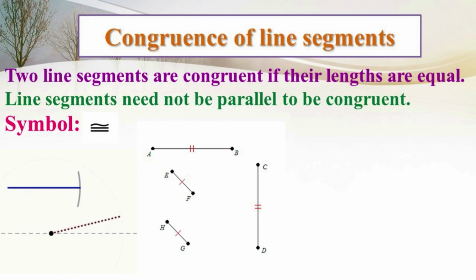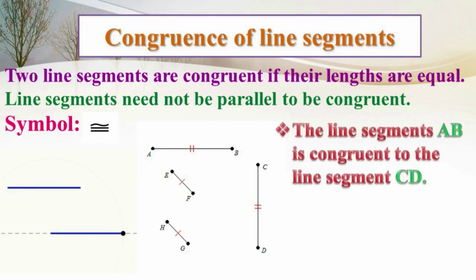Look at the red lines. In AB there are two lines as well as in CD also two lines. If they are indicated like this, their lengths are equal. So only they have indicated like this. Okay. So the line segment AB is congruent to the line segment CD.